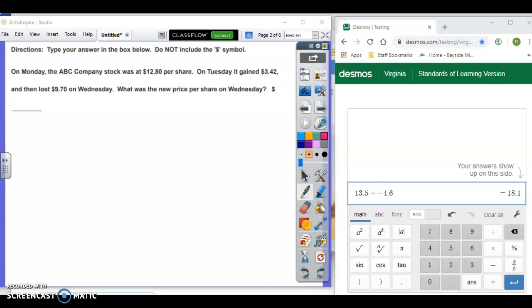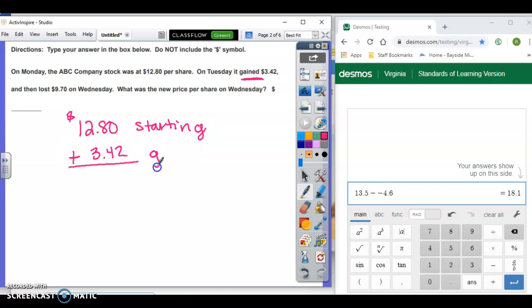All right, question number 2. It said, type your answer in the box below. Do not include the dollar sign symbol. On Monday, the ABC company stock was at $12.80. So that's our starting point. On Tuesday, it gained, so I know that means I'm going to add on 4.2. And then it says, and then lost, so that means I'm going to subtract $9.70 on Wednesday. Then it says, what is the new price per share?